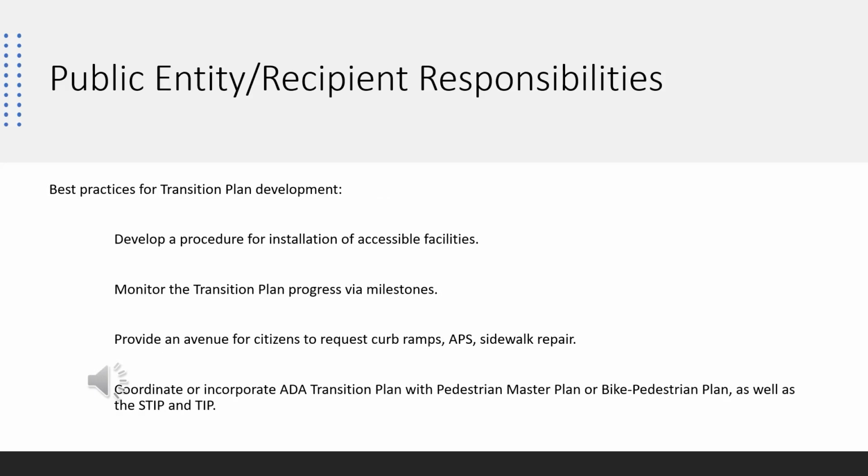Develop a procedure for installation of accessible facilities. Monitor the transition plan progress via milestones. Provide an avenue for citizens to request curb ramps and other accessible infrastructure. And finally, coordinate or incorporate the ADA transition plan with other plans like the pedestrian master plan or the bike pedestrian plan or your transportation improvement program.